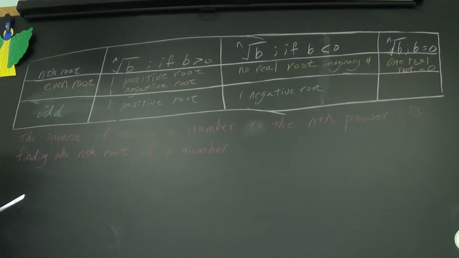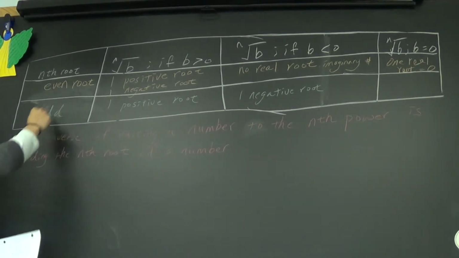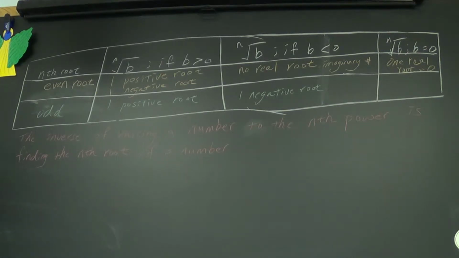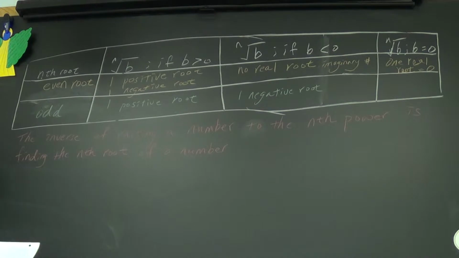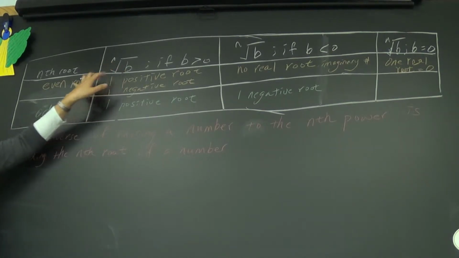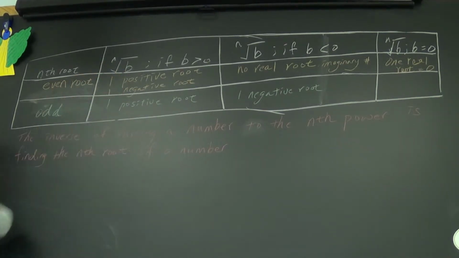So I want you guys, we have 4 of you, give me an example of each. Start with Brian. Can you give me an example of the first condition? Even root and b is greater than 0.